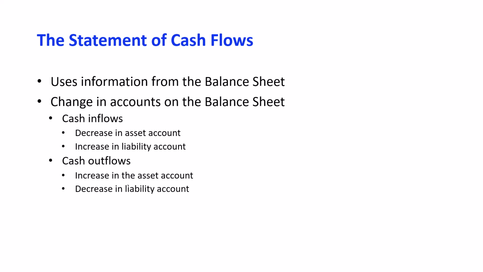And in this case, you're going to look at the sources and uses of cash. What are your cash inflows? These are sources of cash. And then what are your cash outflows? These are uses of cash. So if you see a decrease in an asset account or increase in a liability account, that's a cash inflow. The opposite represents a cash outflow.